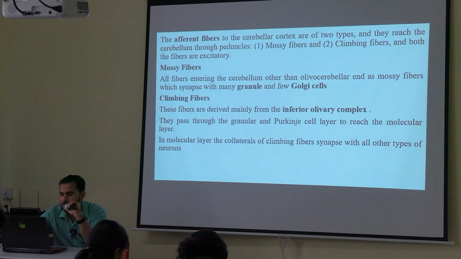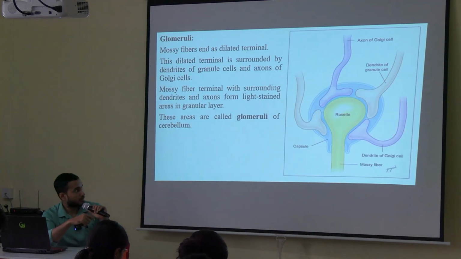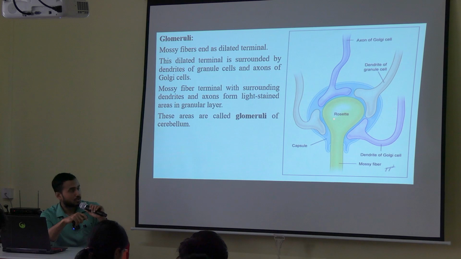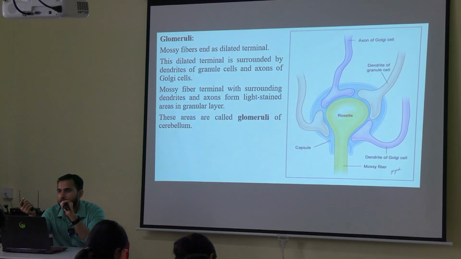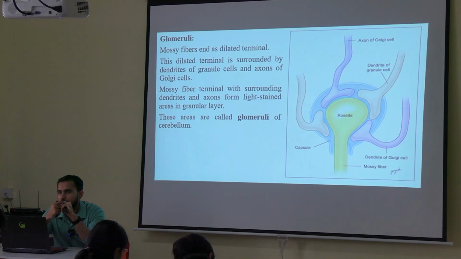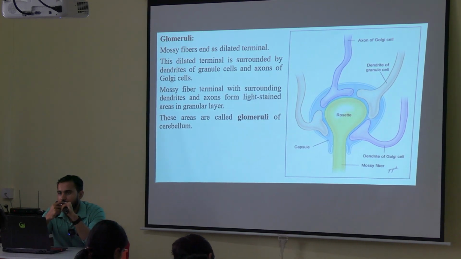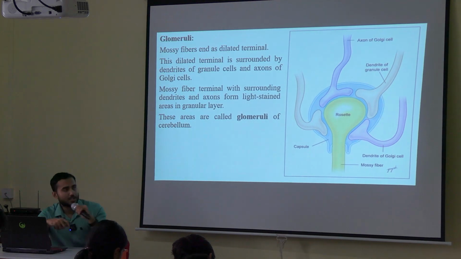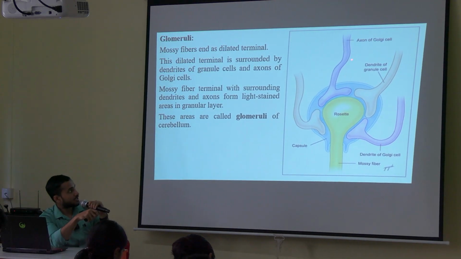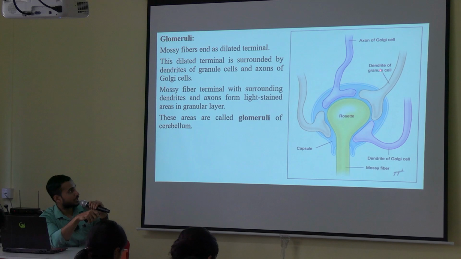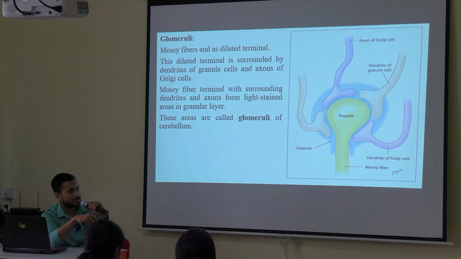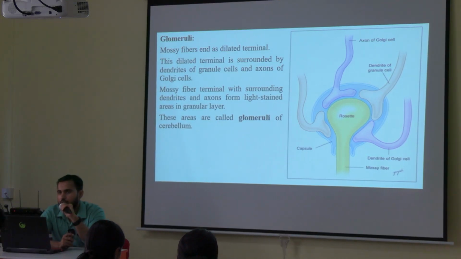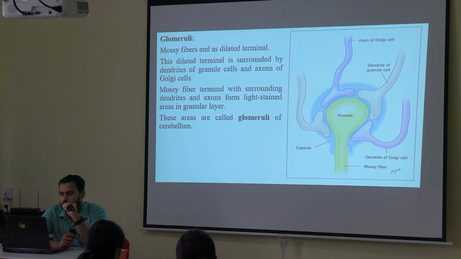Now, an important structure is formed that is called glomeruli. As you can see with the mossy fibers, the terminal part of the mossy fiber is dilated and that is called the rosette. Okay. Now that is synapsing with the axons of Golgi cells, and you can see axons of the granule cells, which is covered by a capsule, and this particular structure is called glomeruli. Okay.